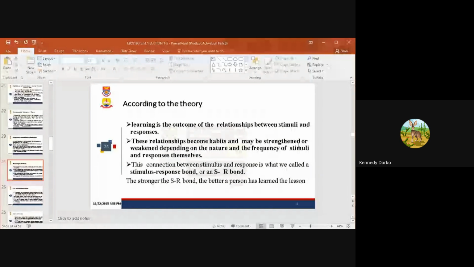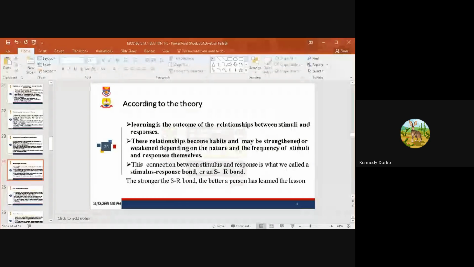So that's what Thorndike is saying: when we frequently use a thing, then the bond becomes strong. Without it, there is no way we can get things done. So that is that. We must always relate.